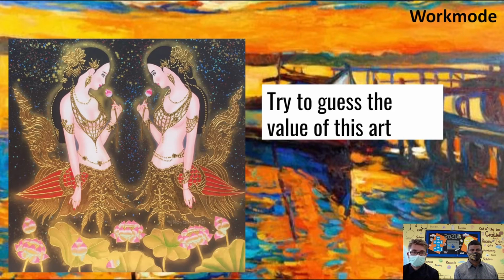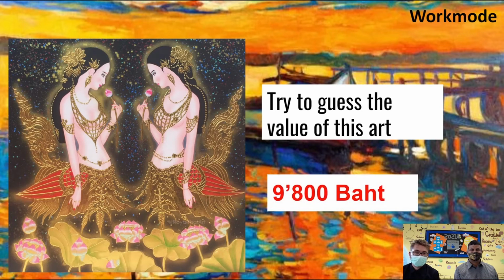Here it's like a mirror. And they use some good complementary colors as well. And you can see golden. They use golden with a little bit of green. And you have red as well. So try to guess the value of this art. This one is almost 10,000 baht.